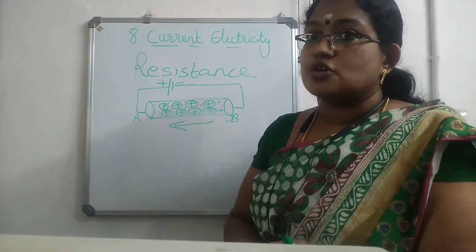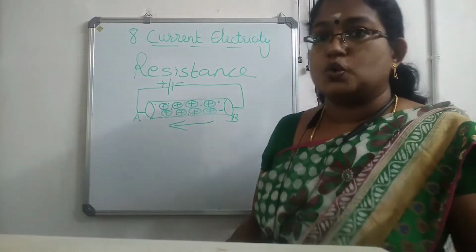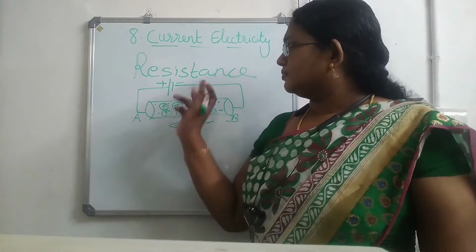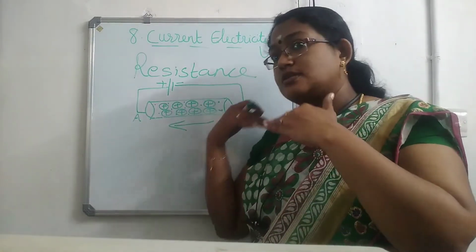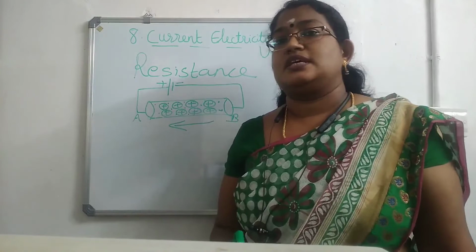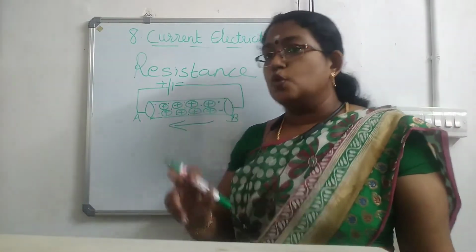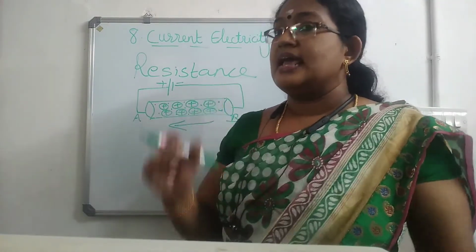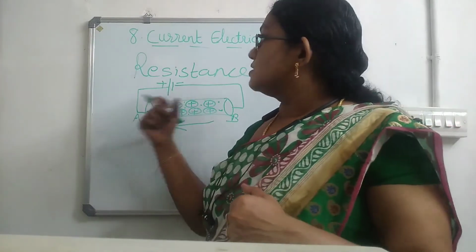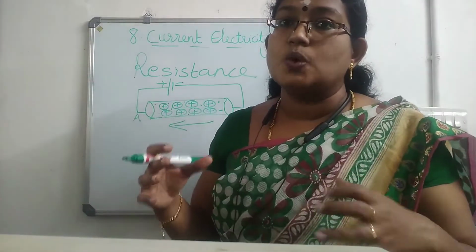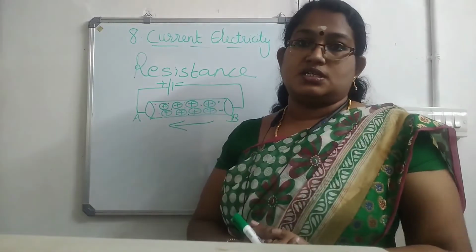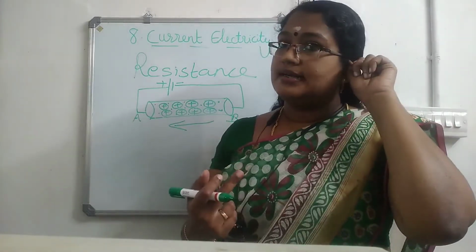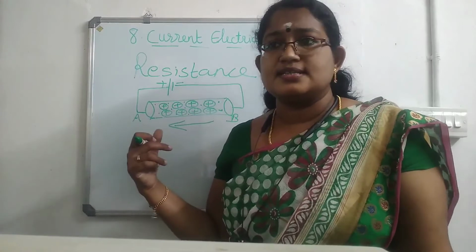At first, electrons will be in random motion. Once it is connected to a cell or a battery, electrons start moving towards the positive terminal. When they are moving, what happens? They hit the positive ions as well as the walls of the container. So this is the obstruction caused. Okay, is it clear about resistance?